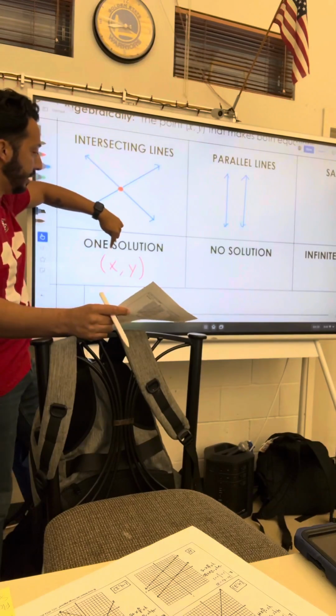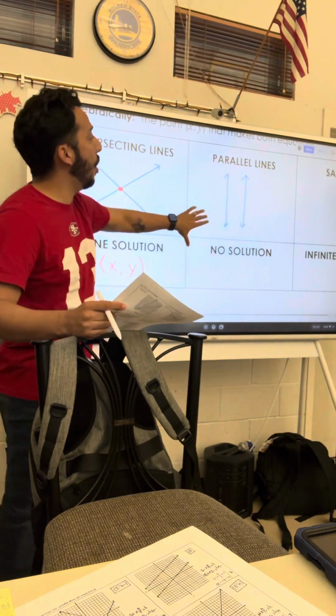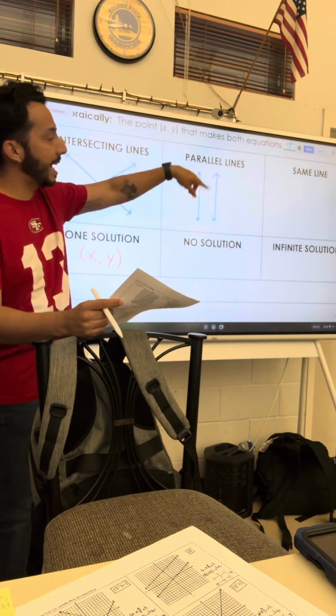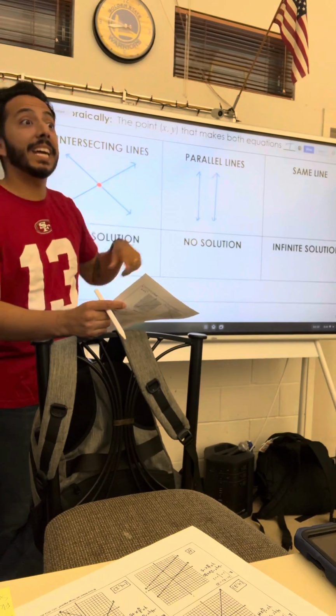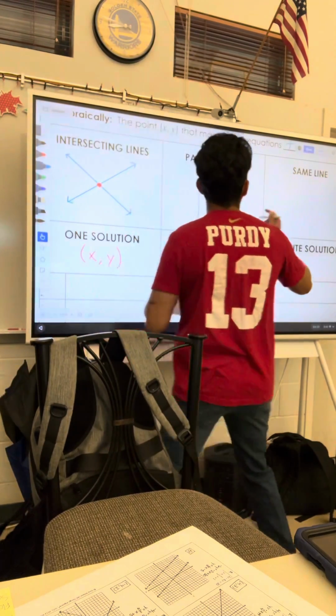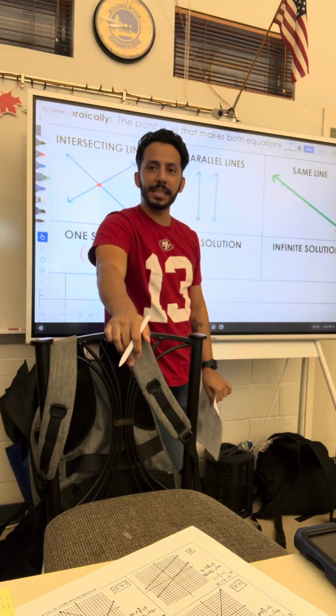Either you're finding a point, or they don't cross and there's no solution, or what's the very last type of line, two lines we can have? What does it say over there? It could be the same line. Now imagine, everyone graph a line. Let's say you graph a line like this, and then you graph the other line, and then it ends up going right on top. How many times is it intersecting itself?